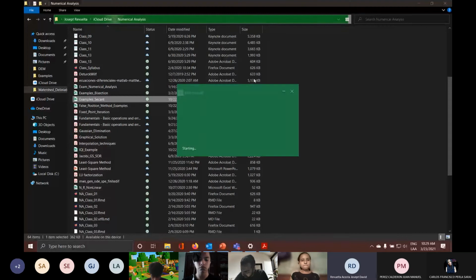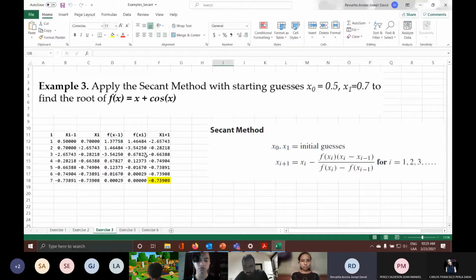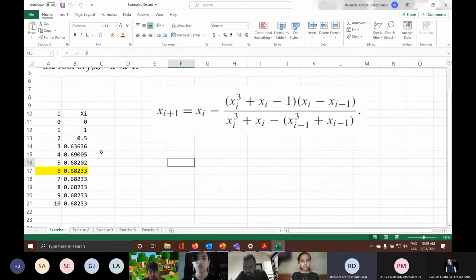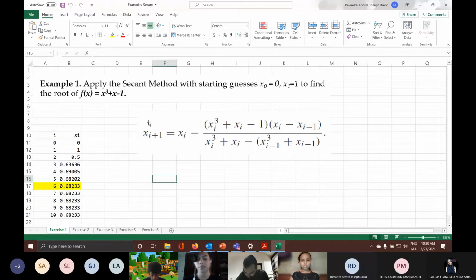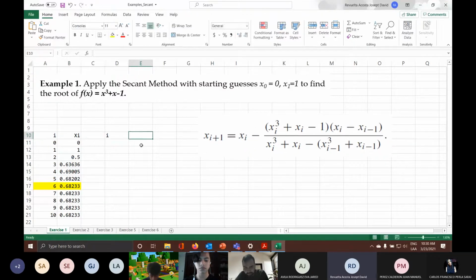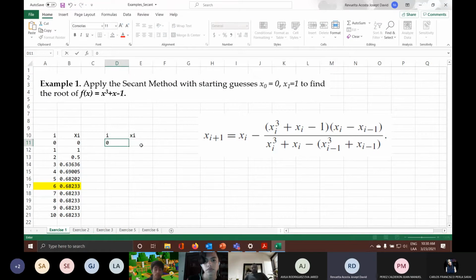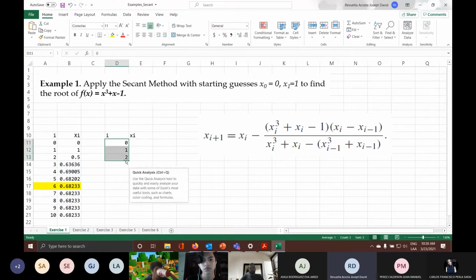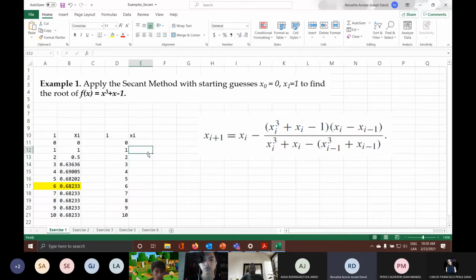So this is Excel here. So I have the exercise one. This is the one, right? So I started. Can you see the Excel file? ¿Lo pueden ver? Sí, profe. Good. So remember that my x0 and x1 is equal to what? To 0 and 1. I'm going to do it right here. So I'm going to call a column xi. I said this is going to be 0, 1, 2, 3. And then I did it up to 10. So first, this is going to be 0 and this is going to be 1. Those are my first guesses, right?